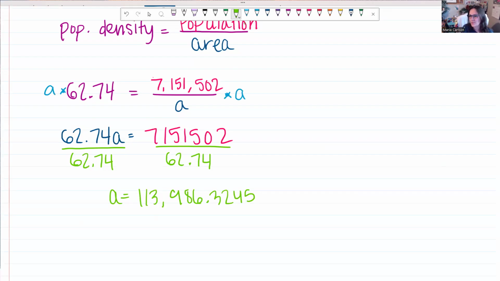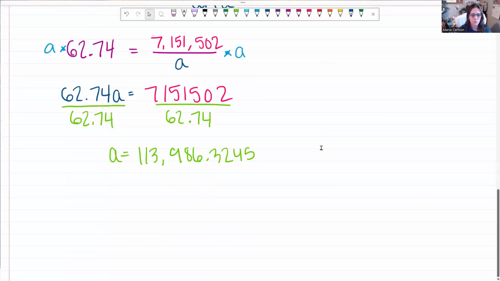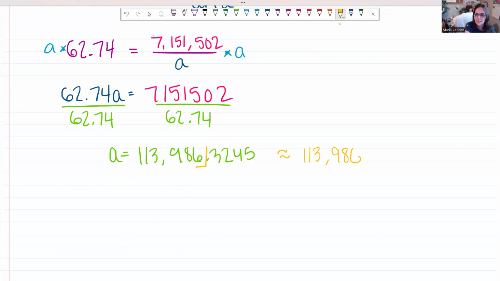And I could approximate this, right? I'm actually asked to approximate this to the nearest square mile, which means I don't want any decimal at all, just the nearest whole number. Nearest square mile means I don't want anything past this decimal, and the 3 is not large enough for us to round up. So I'm going to say the area is approximately 113,986 square miles. Or I could do miles squared.